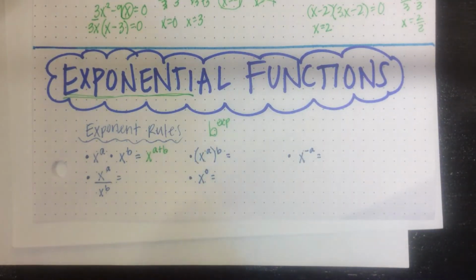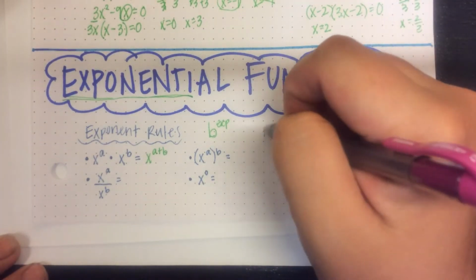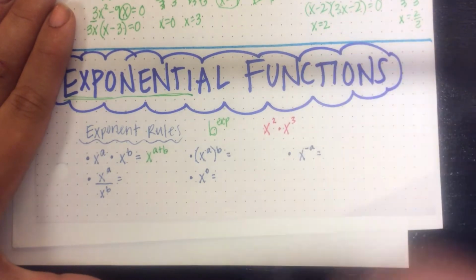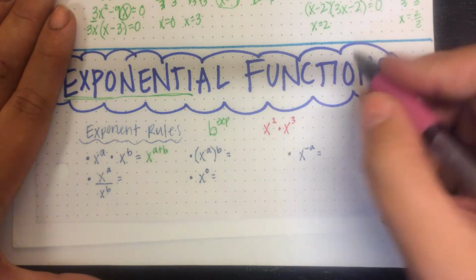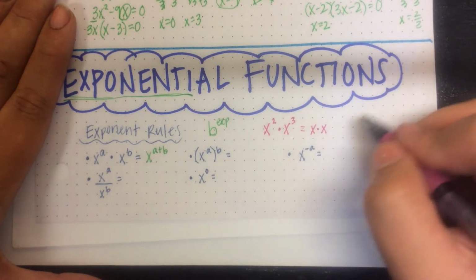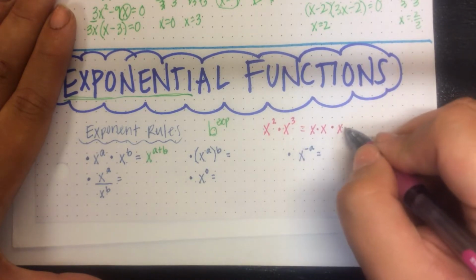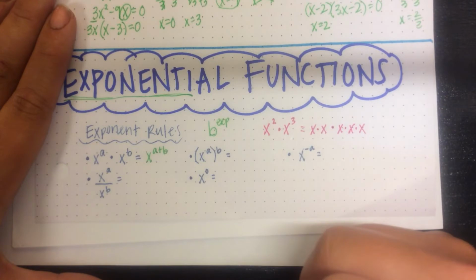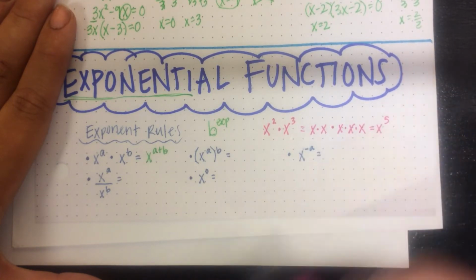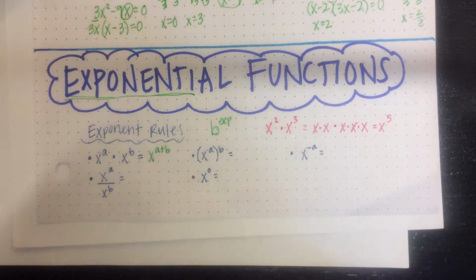And the reason is because if I did x squared times x cubed, okay? X squared is the same as x times x, right? And I'm taking that times x cubed, which is x times x times x. So now I really have x 5 times, so that's x to the 5th. So that's where our rule comes from. But you have to remember, if you're multiplying with the same base, you add your exponents.